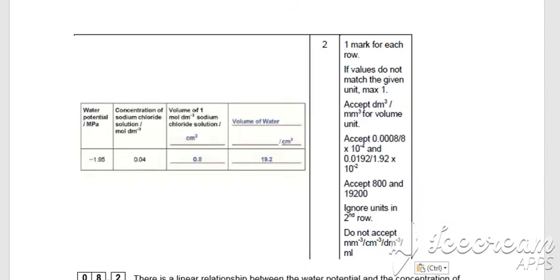There are some alternatives that they will allow on the mark scheme. They will allow decimetre cubed or millimetre cubed for the volume units, and they will accept various forms depending on the units that you've put for your answers. They will not accept any of the units to the power of -3.